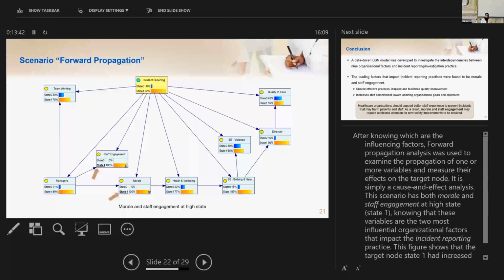The last scenario that we've done is the forward propagation. After knowing which are the 2 influencing factors of the incident reporting, we set them both to the maximum state. As you can see, state 1 had the maximum state, which is 100%, to see how much the class variable, which is the incident reporting, would increase. Previously we had the incident reporting at 55%, and now we have it increased up to 92%.